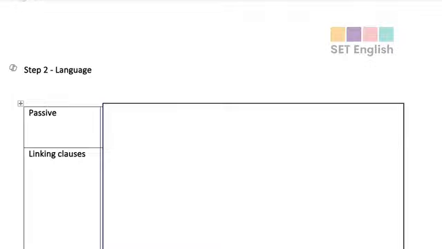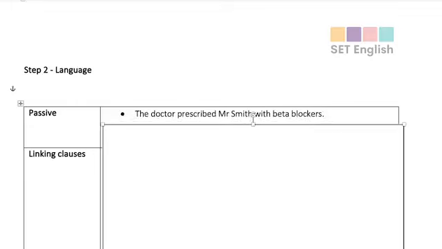So we've got a few different things that we can do. All right? First of all, we can use the passive. And I'll give you an example. Okay? Let's look at this passive. Look at that example. The doctor prescribed Mr. Smith with beta blockers. Well, that's active, isn't it? That is active. When we look how many words there are, the doctor prescribed Mr. Smith with beta blockers. So this is clearly a time where we should use the passive. And I hope that you have already thought about what it could be. It could be a couple of things.